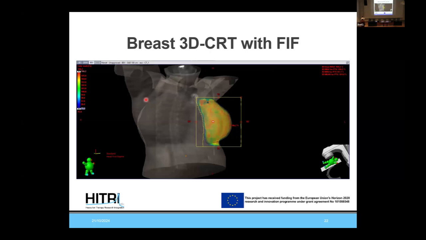This is the basic field, the basic beam, the first beam, as you can see. What I want to show you here is the field-in-field. The difference here is the leaves from the multi-leaf collimator that we are closing and shaping the dose by building step by step.